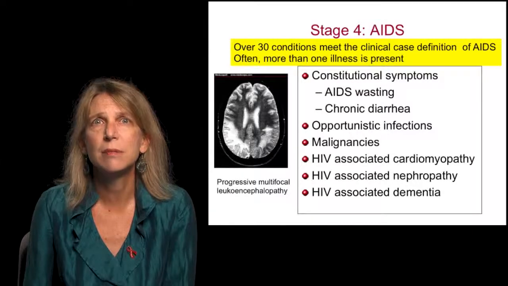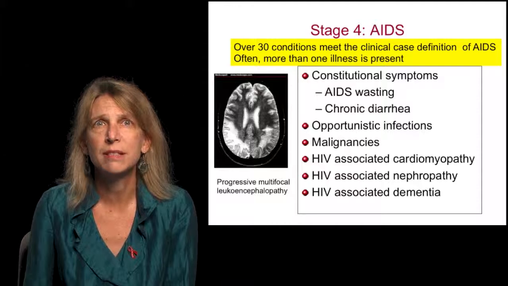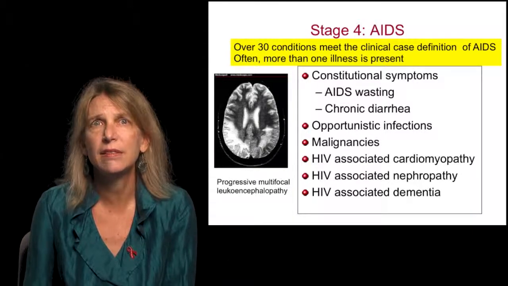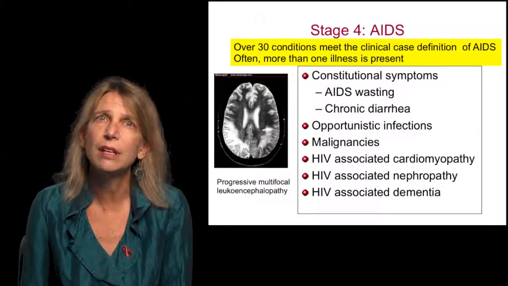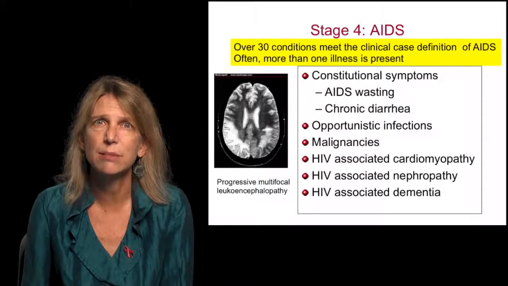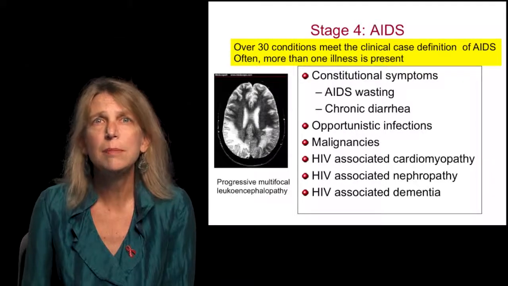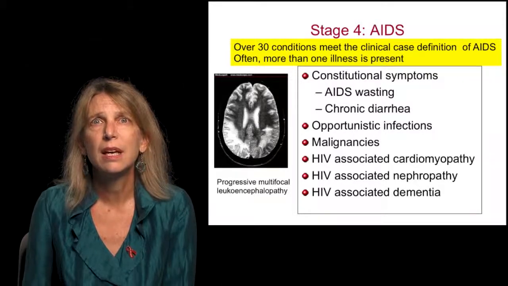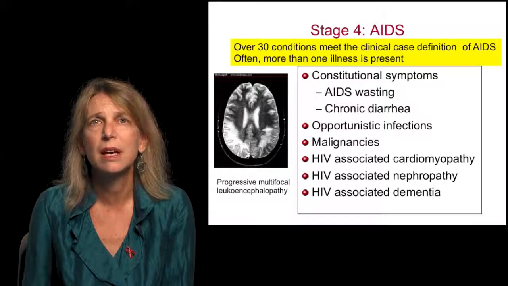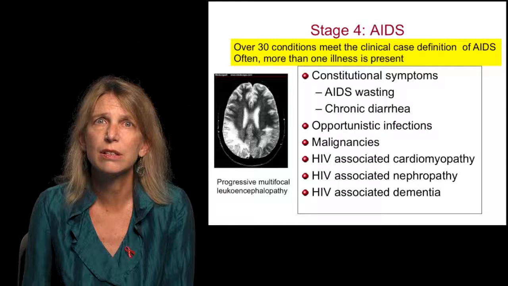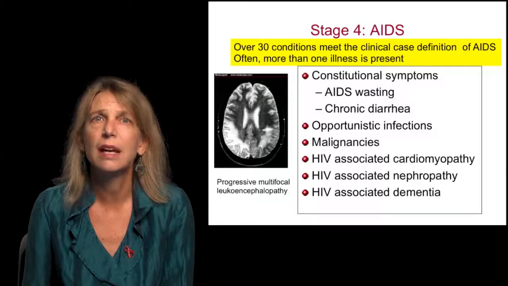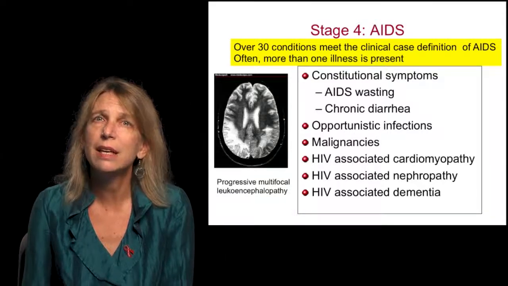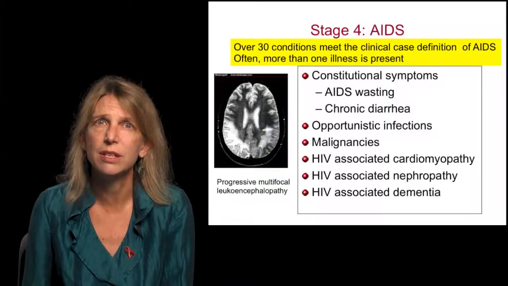Stage 4 is the final stage of HIV infection and is the name of AIDS. There are over 30 conditions that meet the clinical case definition of AIDS, and often more than one illness is present. These can be categorized into various groups, including AIDS-defining conditions that are constitutional symptoms, such as AIDS wasting, characterized by profound weight loss, and chronic diarrhea in the absence of an identifiable pathogen.